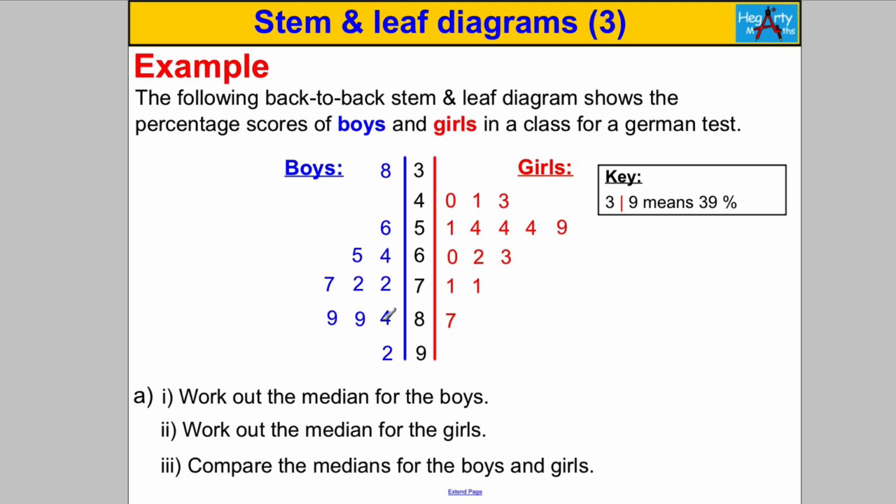So the following back-to-back stem and leaf diagram shows the percentage scores of boys and girls in a class for a German test. It says work out the median for the boys. So the boys are the ones coloured in blue over here with this label.